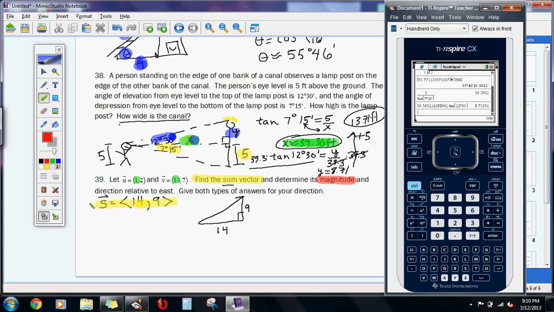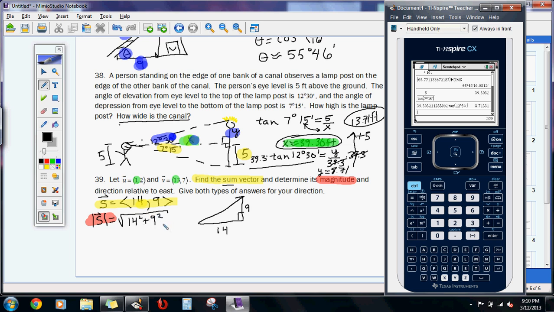Okay? So over here, I'm just going to highlight first the notation for finding the sum vector's magnitude. It looks like the absolute value symbols. So this is actually the sum vector's magnitude that we're about to find, and that's equal to the square root of 14 squared plus 9 squared.